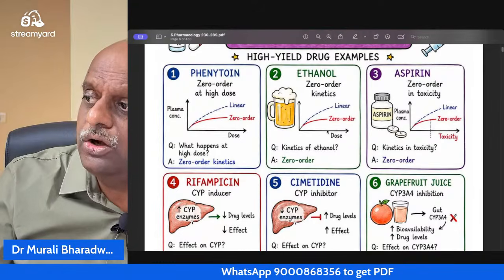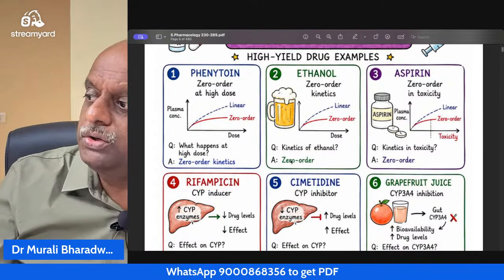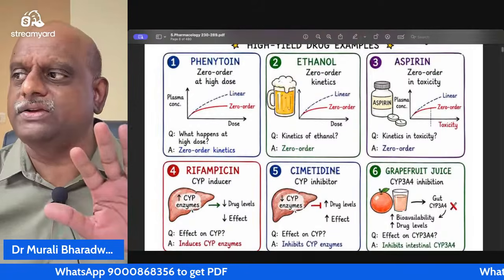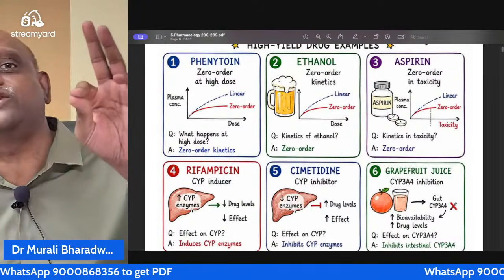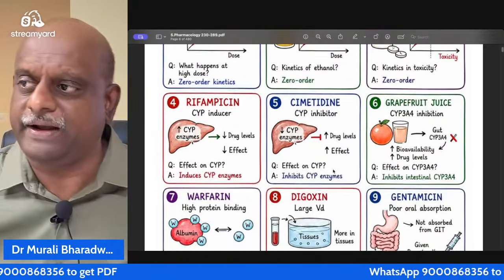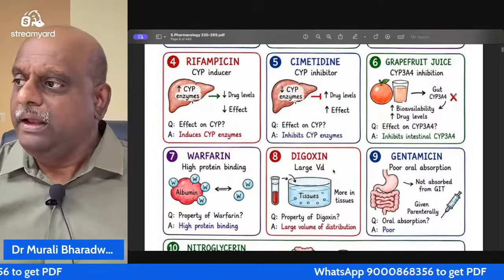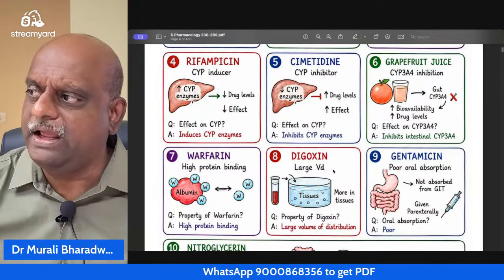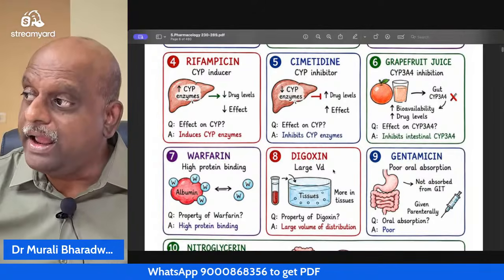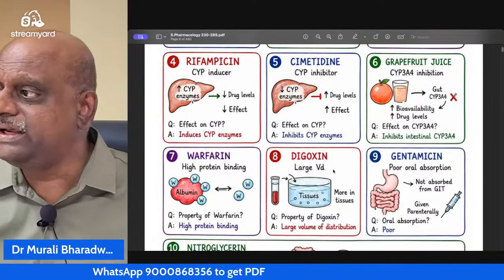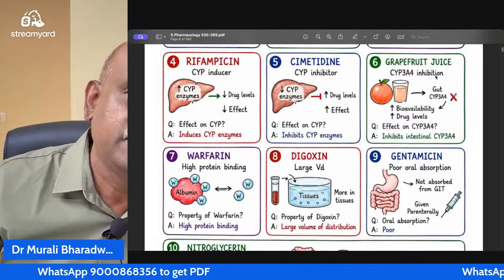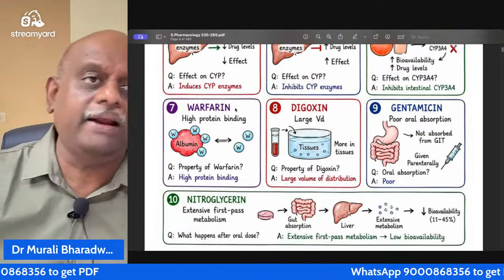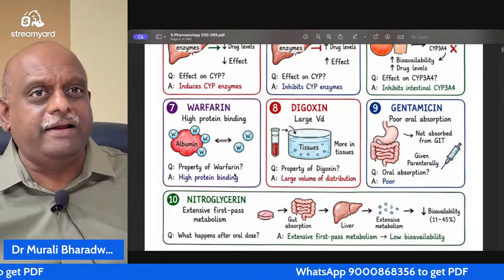If you look at ethanol, ethanol also shows zero order, aspirin zero order. The three drugs, phenytoin, ethanol, and aspirin, zero order, please don't forget. Rifampicin is an inducer, cimetidine is an inhibitor. Grapefruit juice is an inhibitor of CYP3A4. Warfarin is a very high protein binding drug.